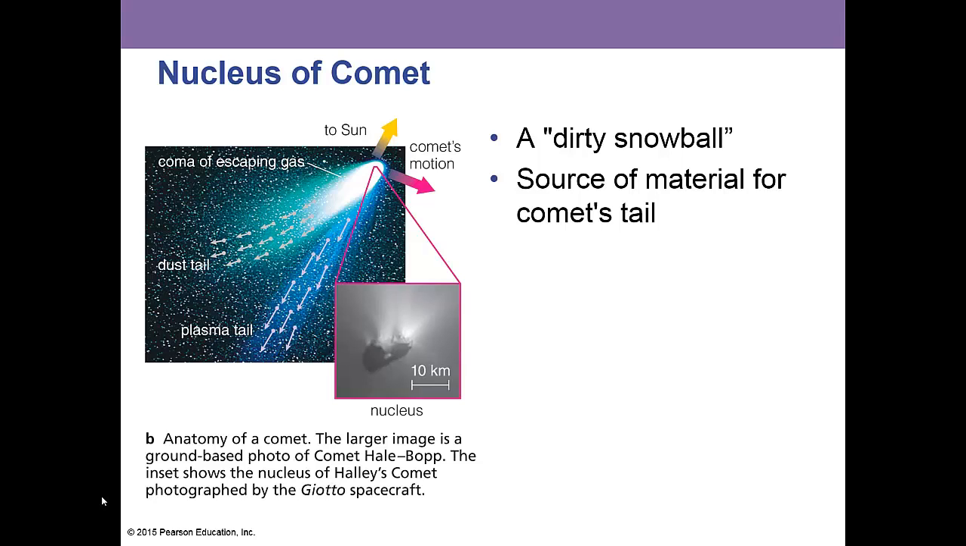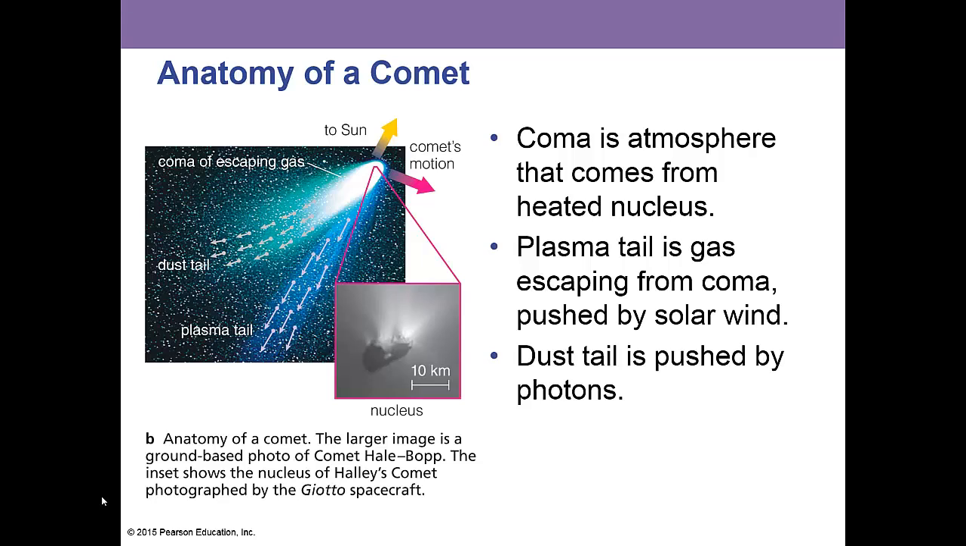and there are two tails. A plasma tail that goes straight out, and a dust tail that kind of hangs on to the orbit behind the comet. The coma is an atmosphere that comes from the heated nucleus, and the plasma tail is gas escaping from the coma pushed by the solar wind, and the dust tail is pushed by photons.